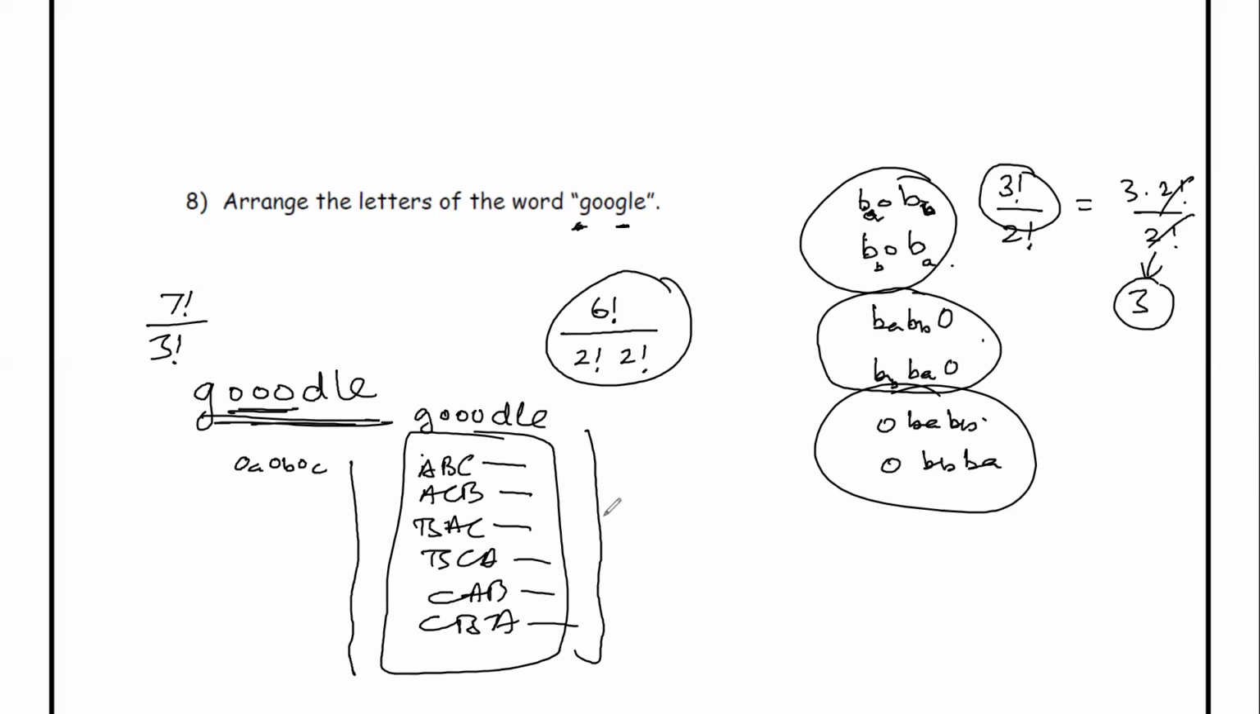Remember, 3 factorial is six times. It's repeating, it's coming six times. We need to count it only once. I hope you've understood this. Let's move on to the next question. Question number 9.